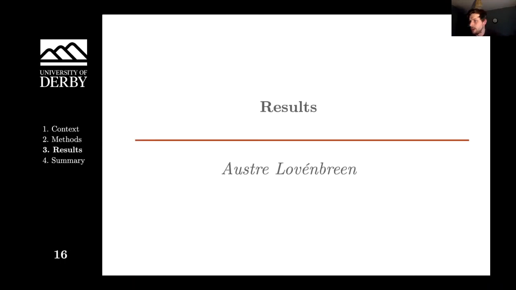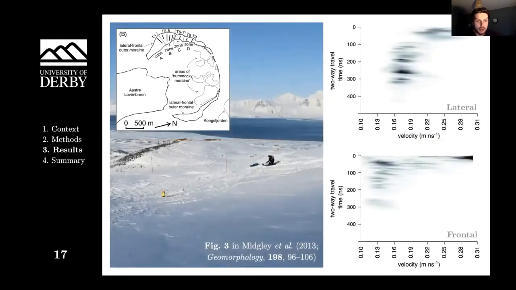I'm going to talk to you now briefly about some of the results that we've derived from these studies, combining the geophysical approach and the use of UAVs and high resolution topography. Here you can see Østre Lovénbreen, and we look at the outer lateral frontal moraine at this site, and we conducted a range of geophysical surveys. At this site, in lateral areas, you can see on these plots that we have the velocity in meters per nanosecond and the two-way travel time. And we use CMP surveys to derive these plots.